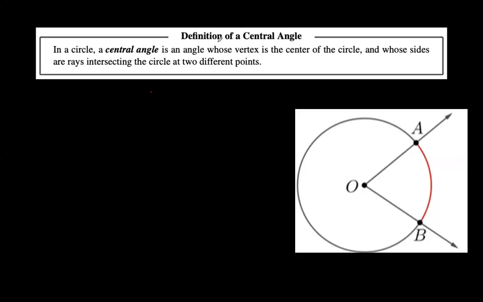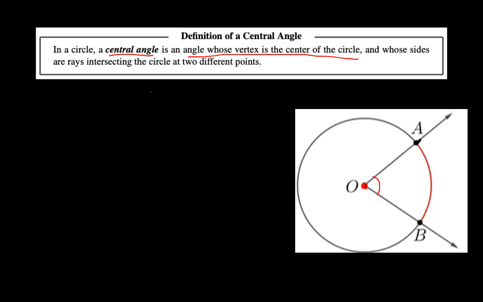The definition of a central angle is an angle whose vertex is the center of the circle. So from the definition, as long as the vertex of that angle is at the center of the circle, then it is considered a central angle. In the given figure, angle AOB is a central angle because its vertex O is at the center of the circle.